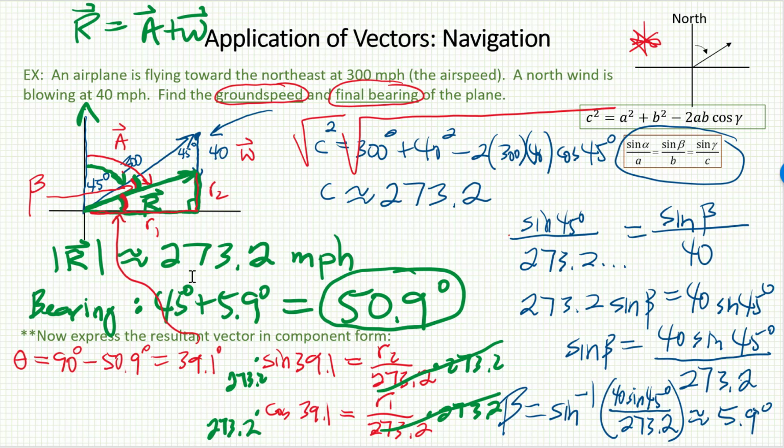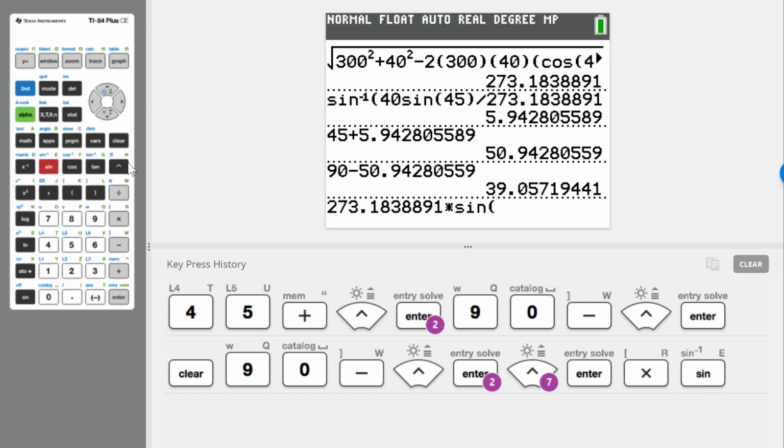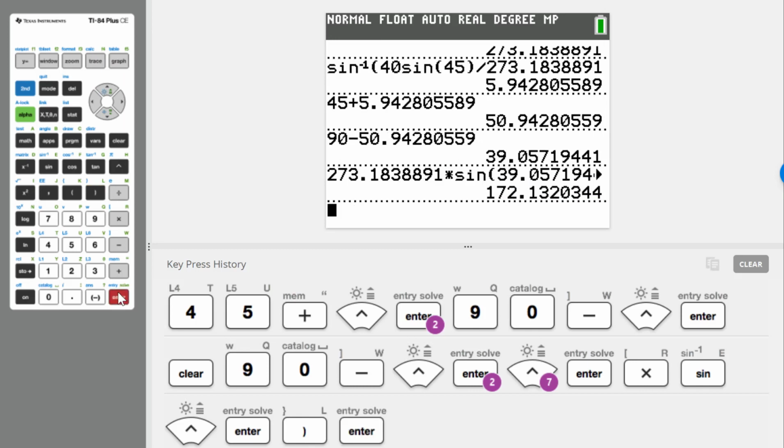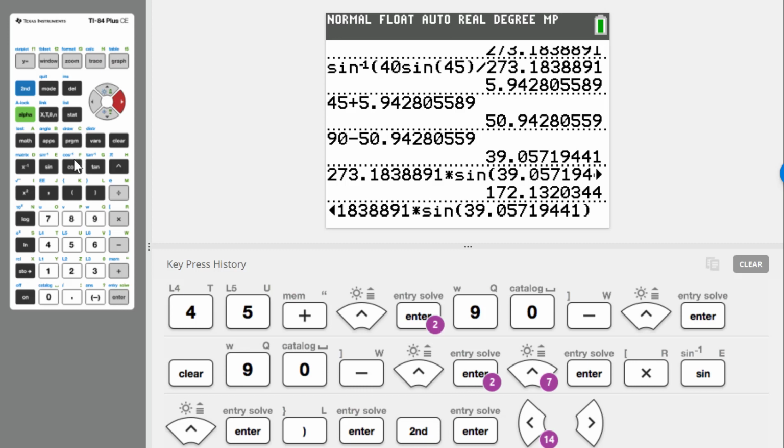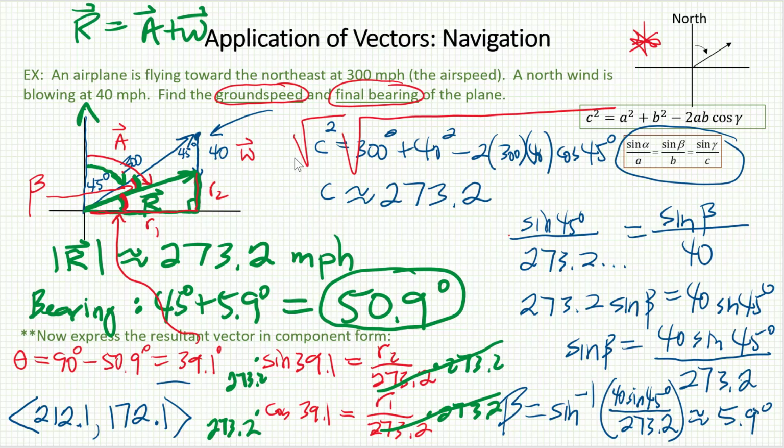I can get those right off the calculator. I just need to calculate 273.2. Again, I'm going to grab the full version of that number, times sine of the 39.1 degree angle, again using the precise versions. That's one calculation that I needed. And then how about I just pull up that last entry. So I'll head on top of the sine, switch it to cosine, and there's the second calculation. So R2 appears to be 172.1 and R1 212.1. Those are the two numbers I needed.